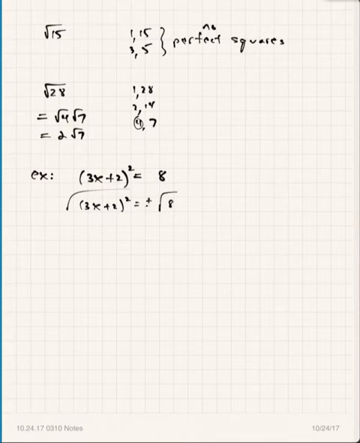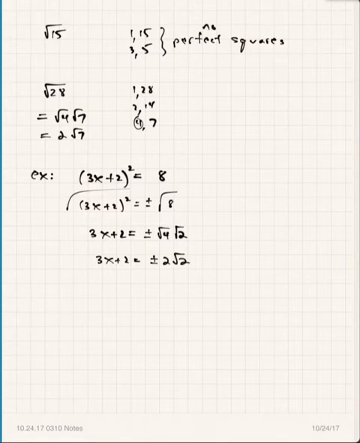I have to remember to put a plus or minus, right? And so this gives me 3x plus 2 equals plus or minus the square root of 8. Brandy, you and I were just talking about this. 8 does have a factor that's a perfect square, and that's 4, so you do have to simplify this. You have to break it out. So the square root of 4 times the square root of 2. And so you get 3x plus 2 is equal to plus or minus 2 times the square root of 2.